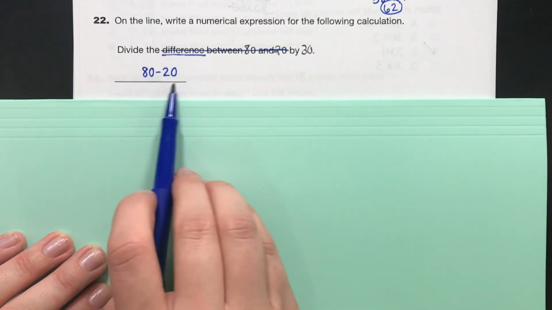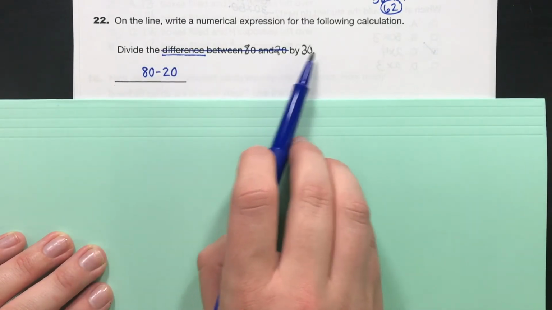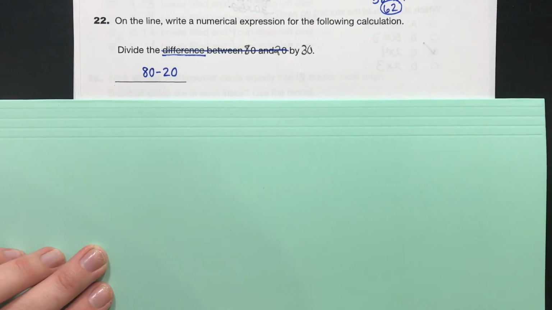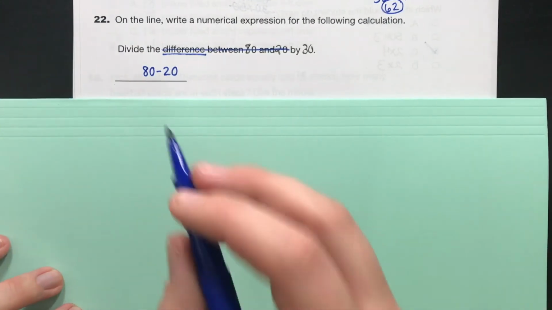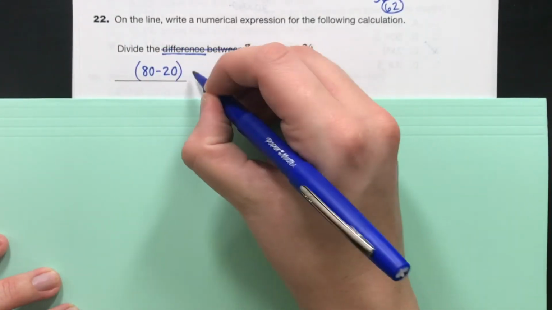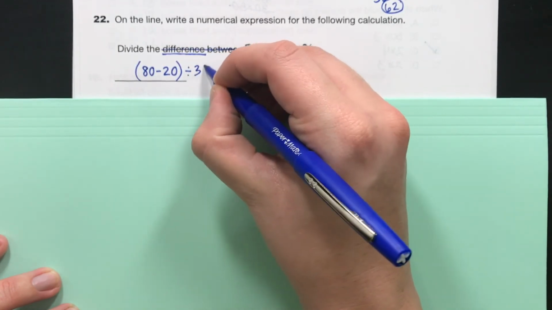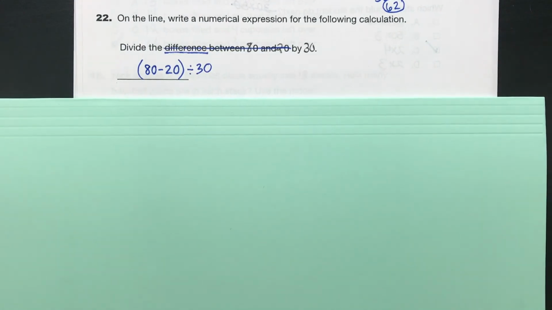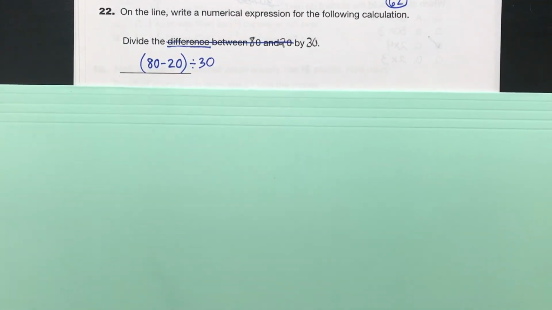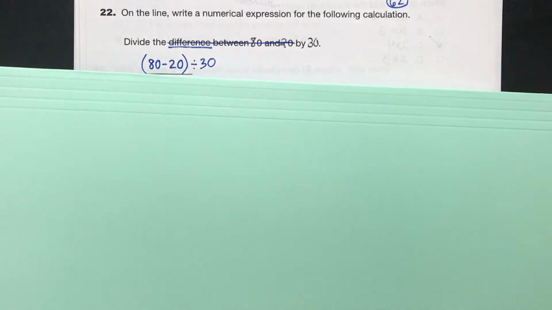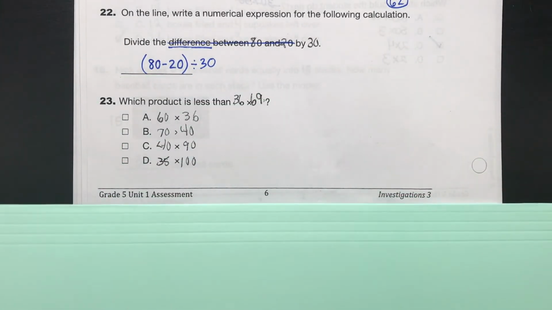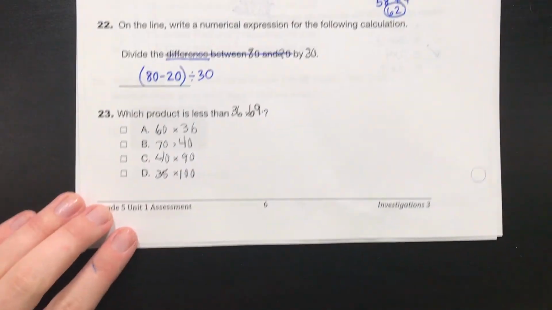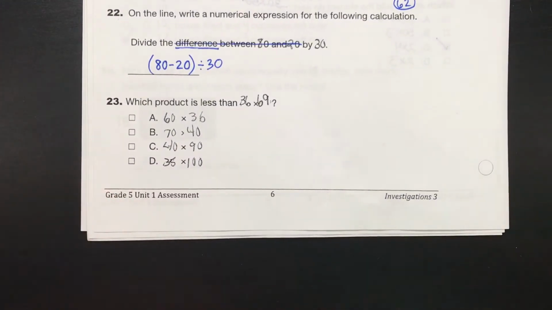Divide the difference between 80 and 20 by 30. So we want to divide all of this by 30. So in order to do that, we need to put this in parentheses and write divide by 30. Okay? So that is what the numerical expression should look like for that sentence. And you don't actually have to solve it, you just need to write the expression. All right, so let's look at 23.